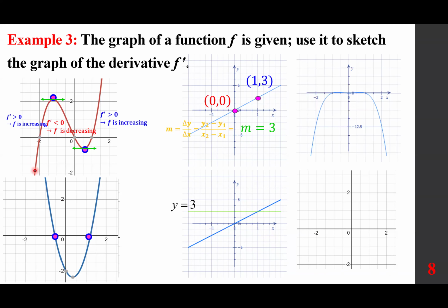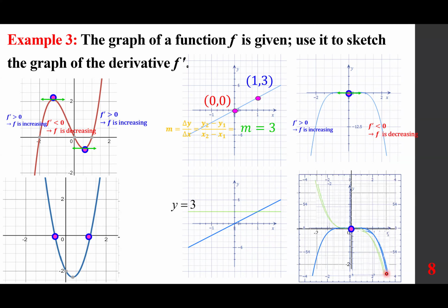If you look at this graph, again, an easy point would be this one, which corresponds to this point. This is increasing, above the x-axis. So this is this point, and this one is increasing. So that means above the x-axis. This is decreasing. That means below the x-axis. And if you put them together, you get this.